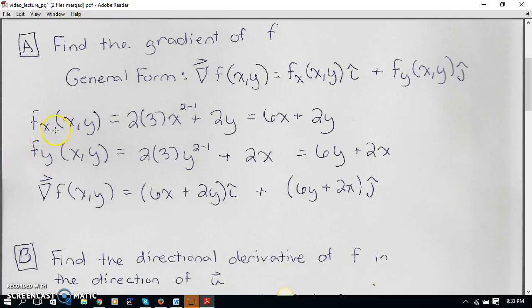The partial with respect to x is 6x plus 2y, and the partial with respect to y is 6y plus 2x. This gives us the gradient for any point on the surface of our function.